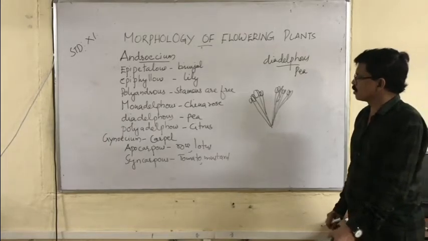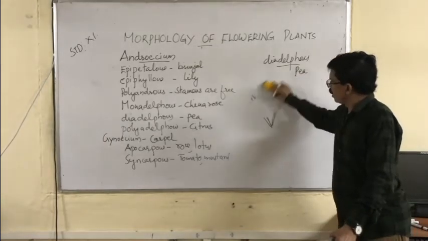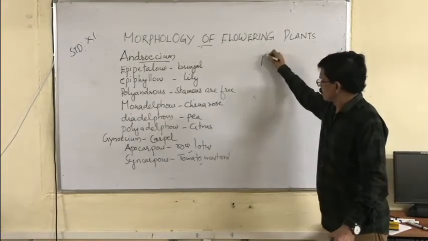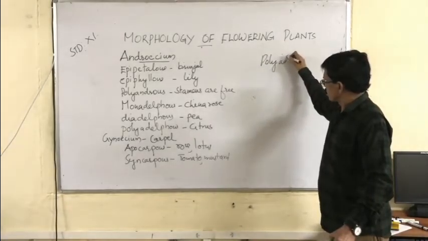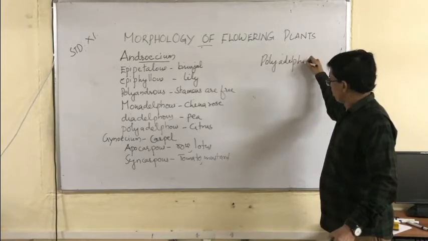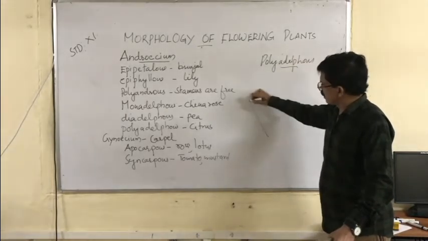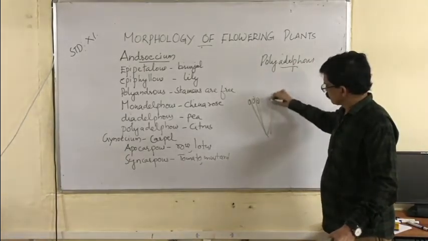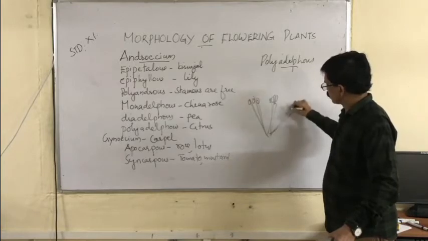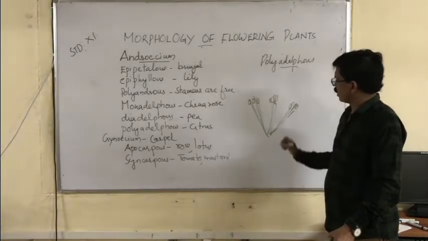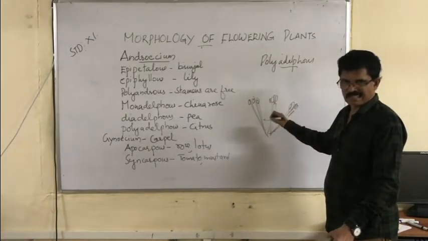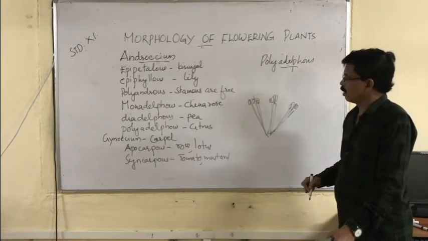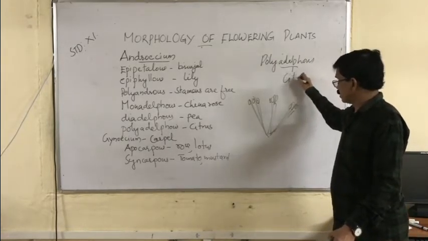In polyadelphous, as in citrus, we can see the stamens in many bundles. This may be one bundle, this may be another bundle, and still another bundle. So the staminal bundles are three or more. Three or more bundles is called polyadelphous. You can see that in citrus.